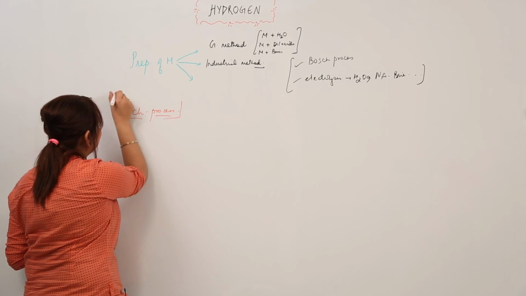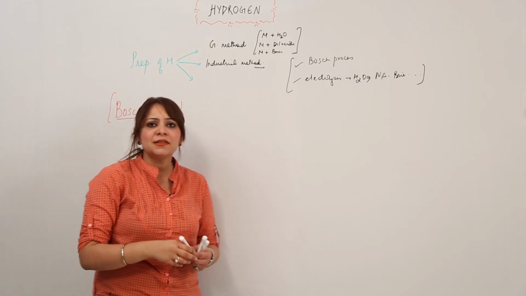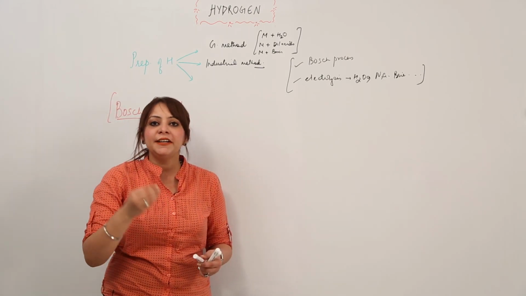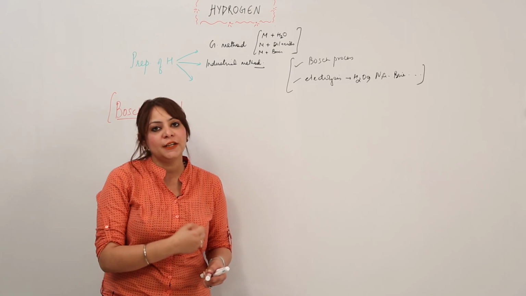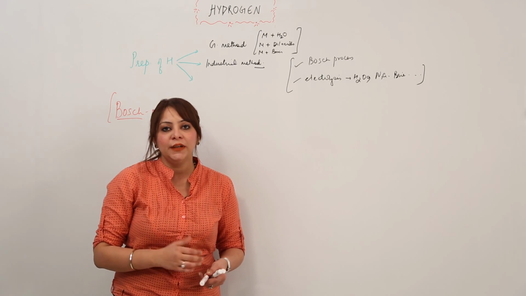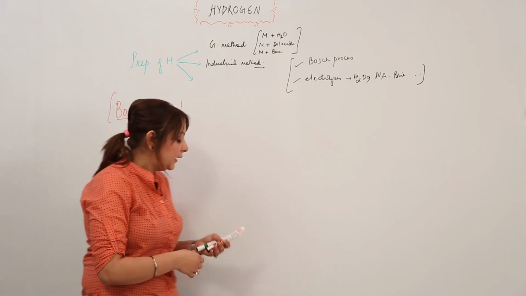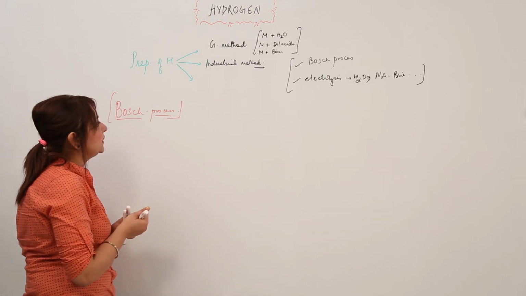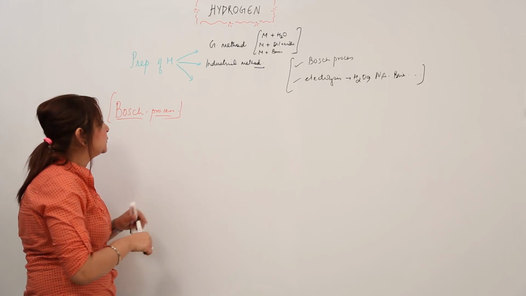If you get a question related to the industrial process, there is an 80% chance that you get the preparation by the Bosch process. That is very important and you will study it in higher standards as well, right? So just look at the board carefully. By the Bosch process, how is hydrogen being prepared?